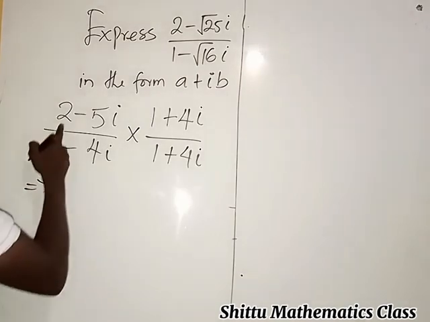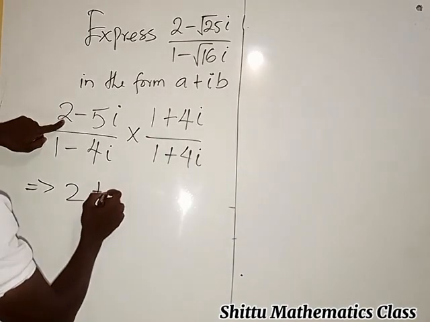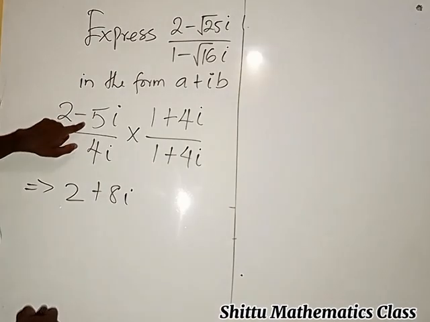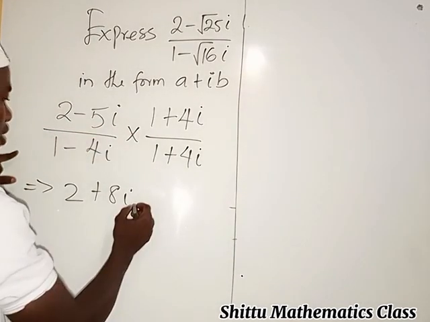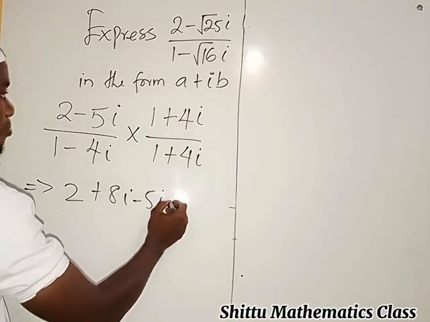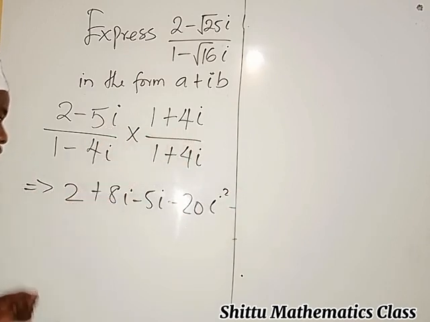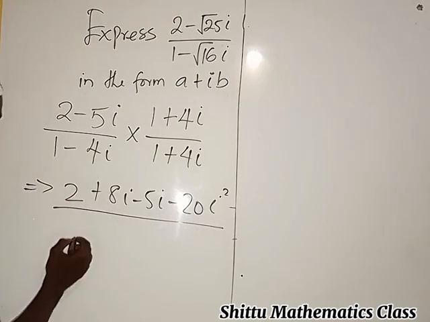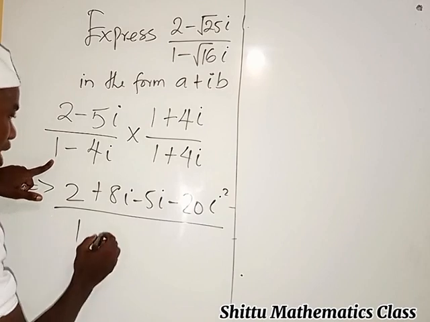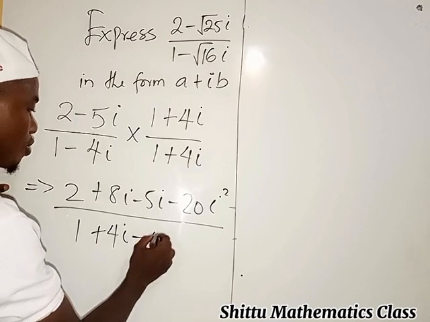So now from there we have 2 times 1, I have 2. Then 2 times 4i, I have plus 8i. Then minus 5i times 1, I have minus 5i. Then minus 5i times 4i, I have minus 20i squared. Don't forget i times i. Then divided by 1 times 1, I have 1. 1 times 4i, I have plus 4i. Then minus 4i times 1, I have minus 4i.